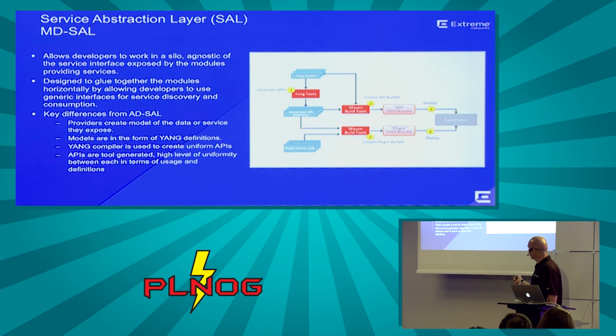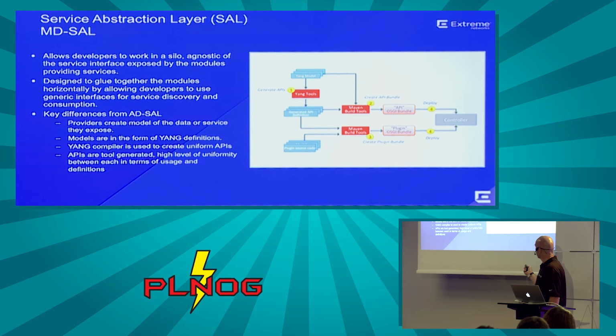Provider creates a model of the data and service they expose. Models are in the form of Yang definitions. A Yang compiler is used to create uniform APIs, and these APIs give high-level uniformity between each in terms of usage and definition. So basically, to give you an example, I'll walk you through this picture.